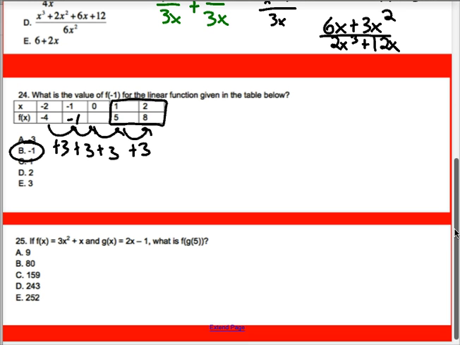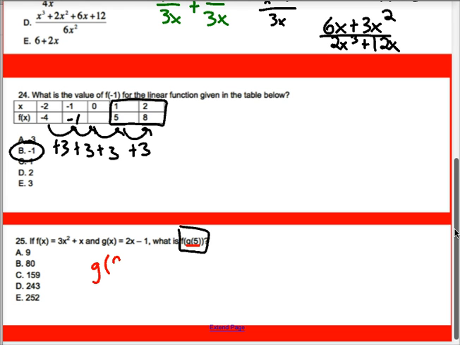Number 25. So 25, we're dealing with composite functions. Remember, composite functions is when you take one function and completely put it in the other one. That's what this notation means. Now, in this case, you're evaluating a composite function. So remember, when you're evaluating a composite function, the best thing you can do is start on the inside and work outward. So I'm going to start on the inside.